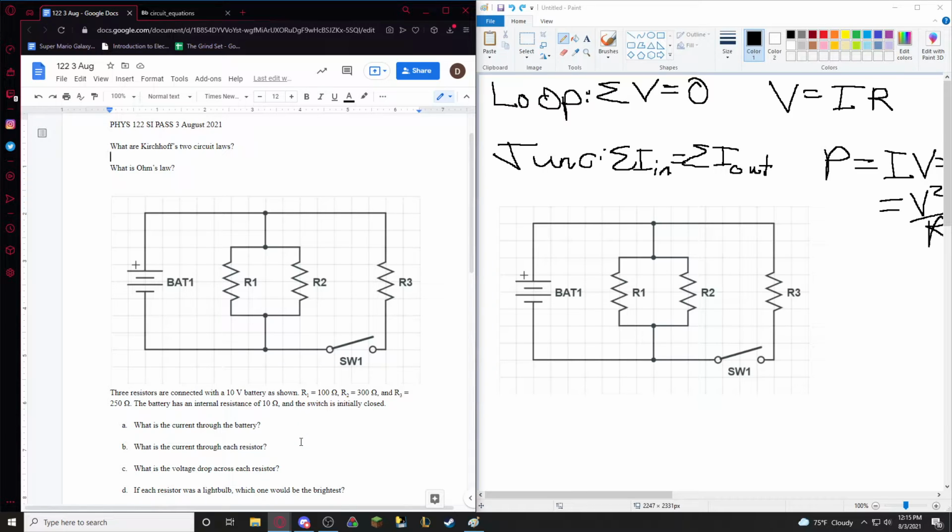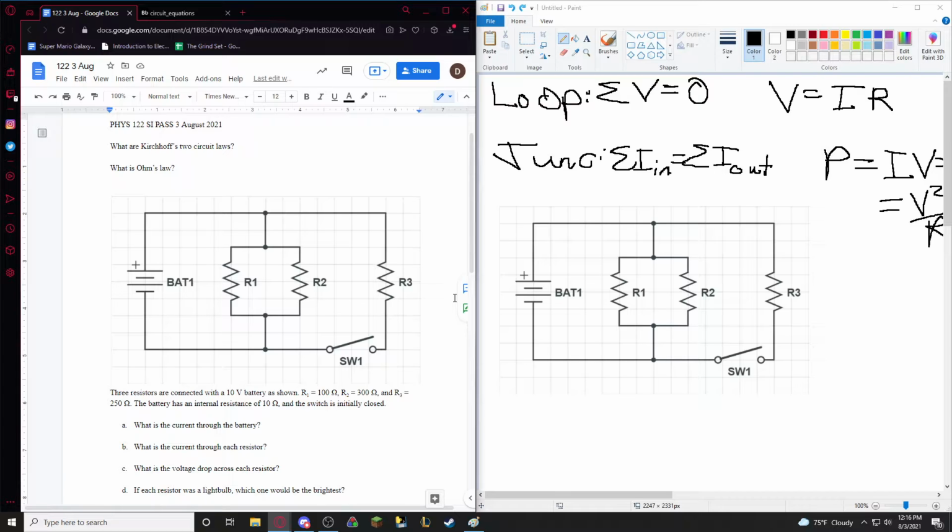Yeah, so basically there's no such thing as a perfectly resistanceless battery, or a resistanceless anything. But in this case, let's ignore the internal resistance. We're just going to say it's negligible. So it has 0 internal resistance, and we're going to have the switch initially closed. With the switch initially closed, what's the current through the battery, what's the current through each resistor, and the voltage drop across each resistor?